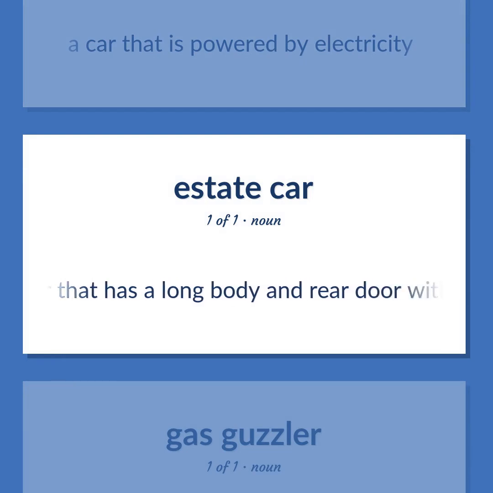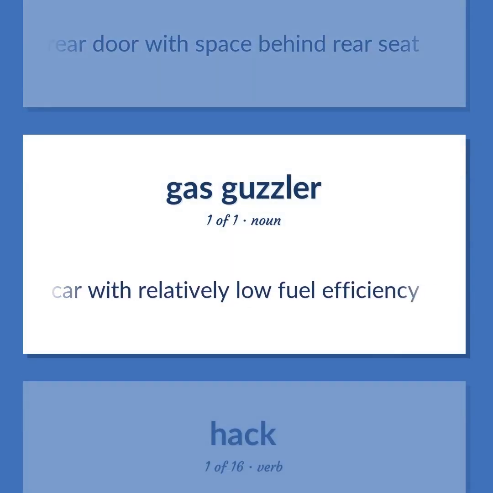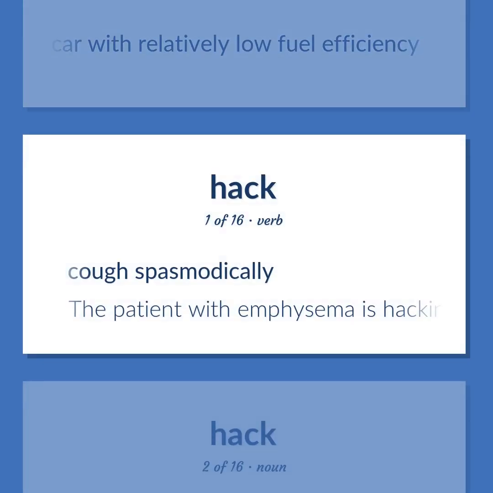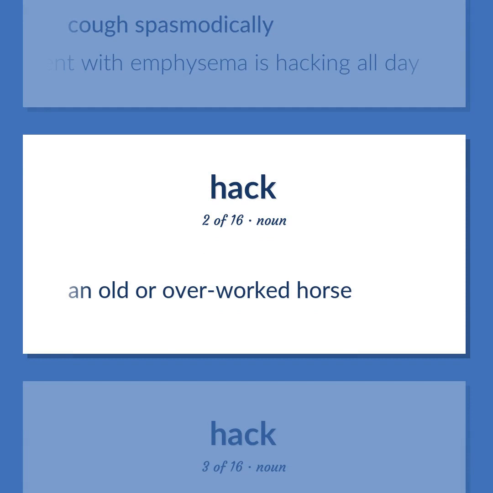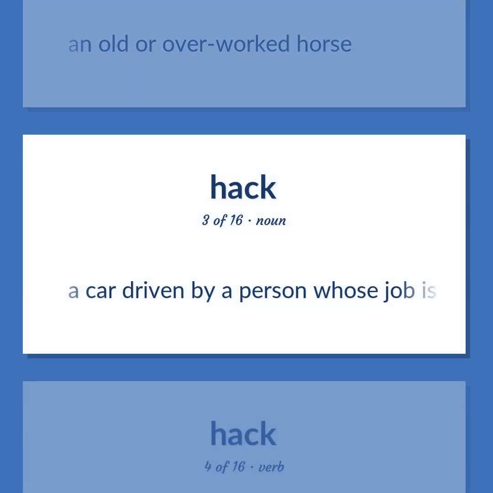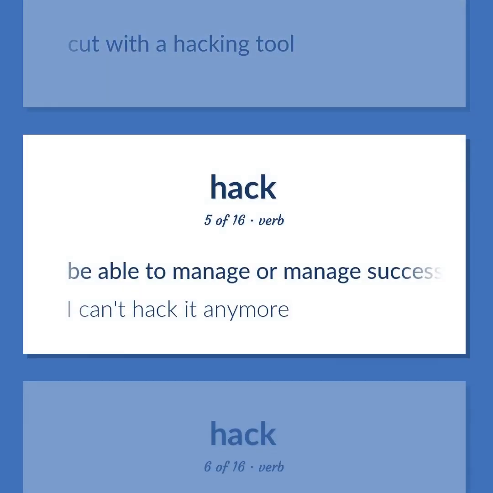A car that has a long body and rear door with space behind rear seat. A car with relatively low fuel efficiency. Cough spasmodically. The patient with emphysema is hacking all day. An old or overworked horse. A car driven by a person whose job is to take passengers where they want to go in exchange for money. Cut with a hacking tool. Be able to manage or manage successfully. I can't hack it anymore.